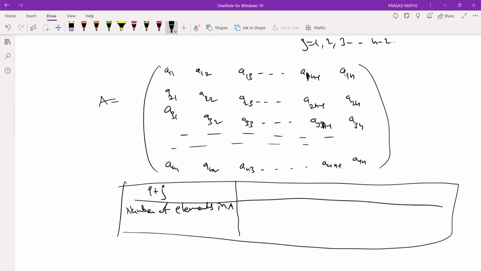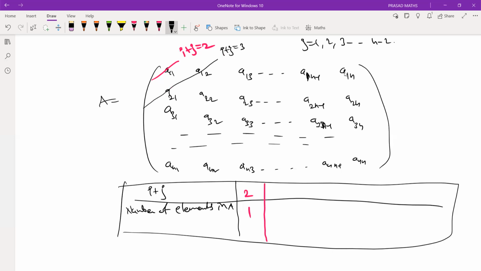Look at the sum i plus j. What is i plus j? i plus j equals 2 here: 1 plus 1 equals 2. So i plus j equals 2 means how many elements? Only A11. Yes or no? Only one entry. Right? Similarly, the number of elements whose sum of suffixes is 3.